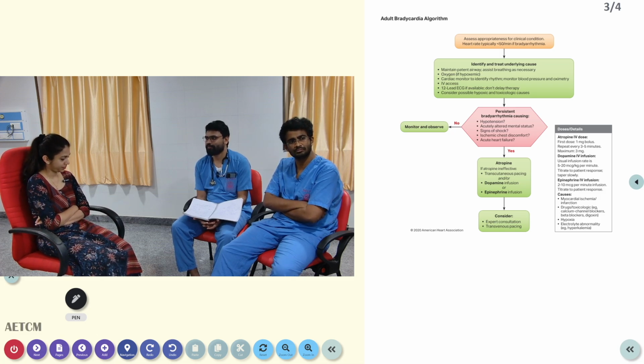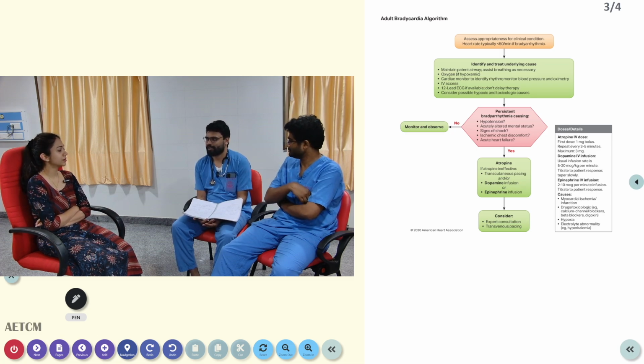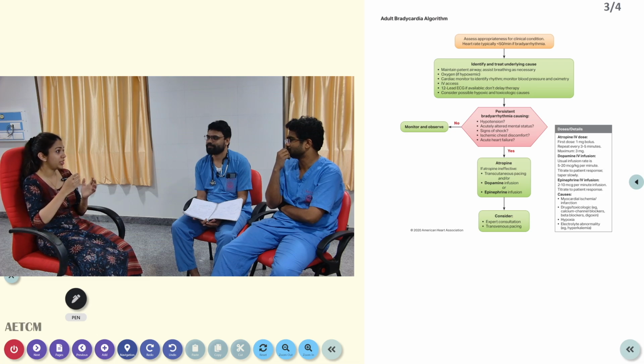There are temporary and permanent pacing options. Temporary can be transcutaneous, transvenous, epicardial, and also transesophageal pacing. Permanent, we will plan with an expert consultation. In our ED, we will be having only transcutaneous pacing facility. So for that, where will you shock if a patient is in, if you are planning to do synchronized cardioversion and when you are planning to do defibrillation and all, where will you shock?